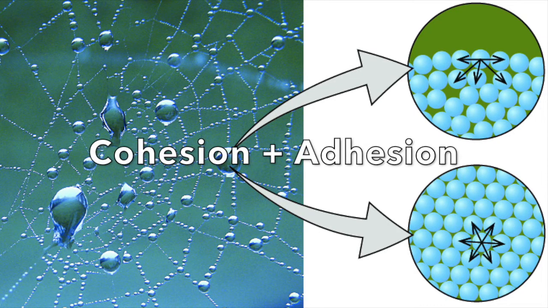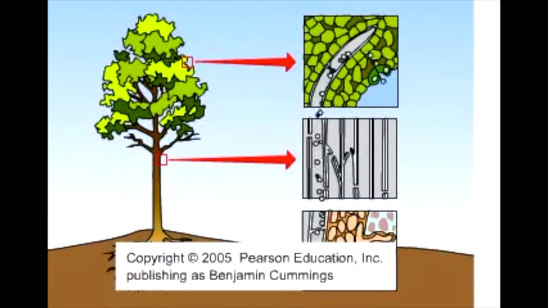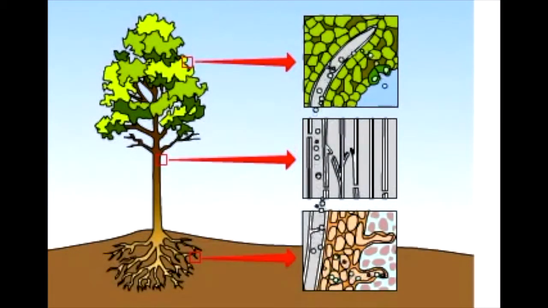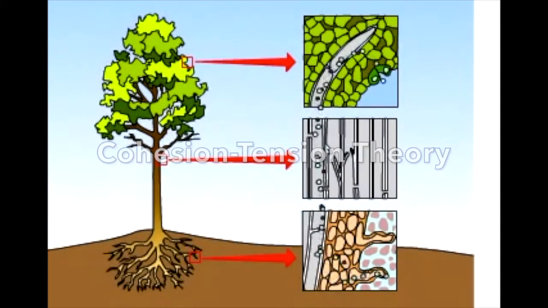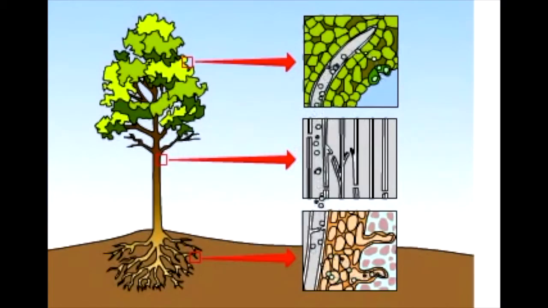The combination of cohesion and adhesion are vital for the life forms on Earth. These properties account for how water is able to rise from the ground to the top of a tree. This concept is referred to as the Cohesion-Tension Theory, something that will be covered in higher level.